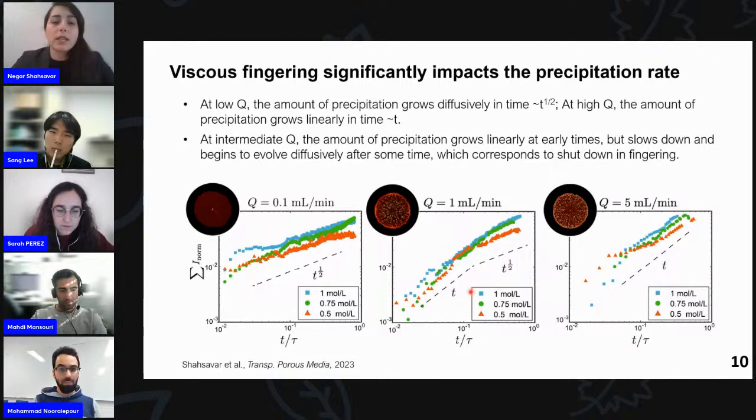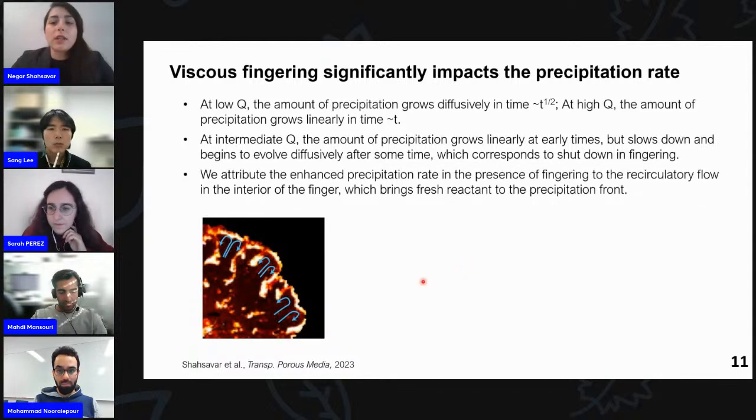And for the intermediate injection rate, we have linear scaling at the beginning, and then it evolves diffusively in time. And the transition in the scaling corresponds to the shutdown in viscous fingering. Viscous fingering enhances precipitation production rate, and the reason is that it generates a recirculatory flow inside the finger, which brings fresh fluid, fresh reactant, to the mixing zone and enhances the mixing and reaction.